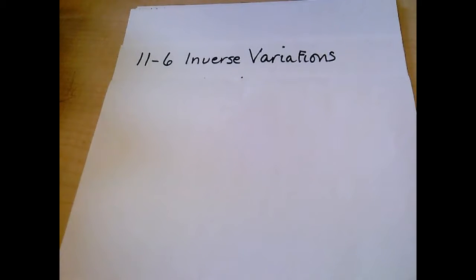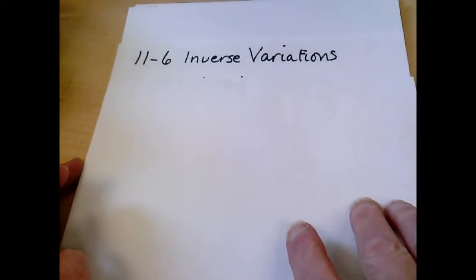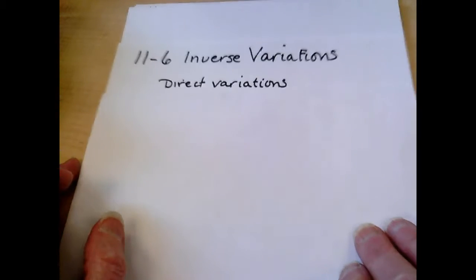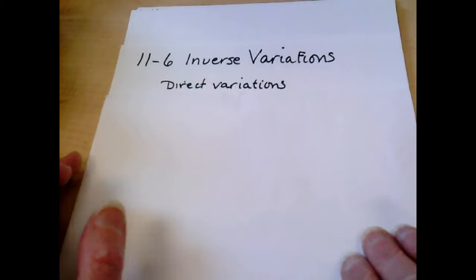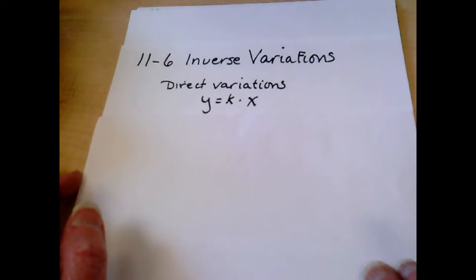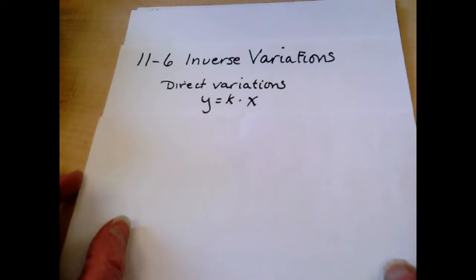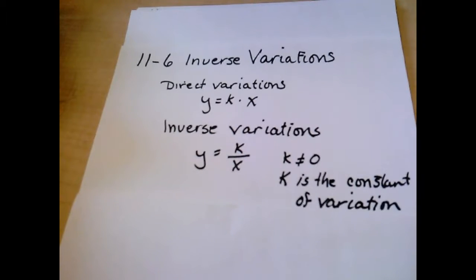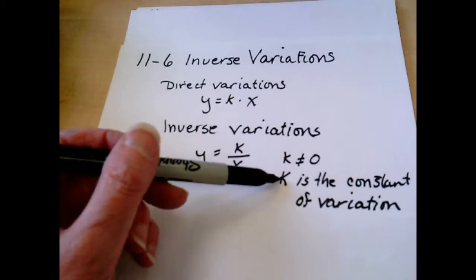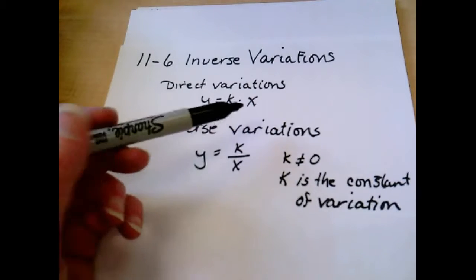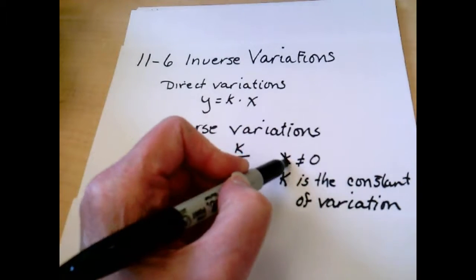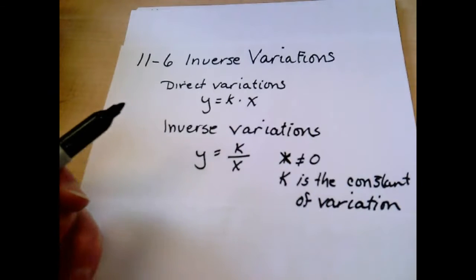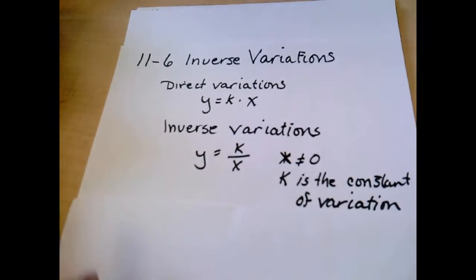11.6 Inverse variations. We already talked about direct variations, when you set up the equation y equals k times x. Well, with inverse variations, the equation is y equals k divided by x. K is still your constant of variation. This time x cannot equal 0 because you cannot divide by 0.